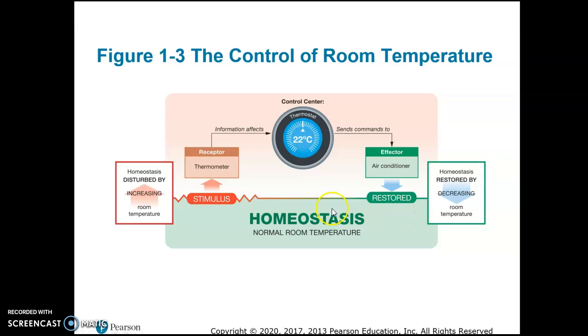Whereas the stimulus was a higher temperature than the set point, the air conditioner is going to lower the temperature until it's back to the set point. And therefore we say homeostasis is restored.